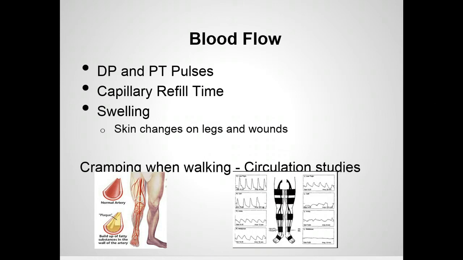So diabetes initially can affect your blood flow. You need to check your dorsalis pedis and posterior tibial pulses. The dorsalis pedis is right here on the top of the foot, and the posterior tib is right here on the back. Those can be reduced due to poor blood flow or clogging in the arteries. You can see the plaque that can build up inside of there.